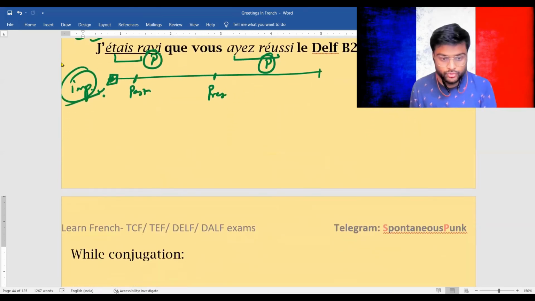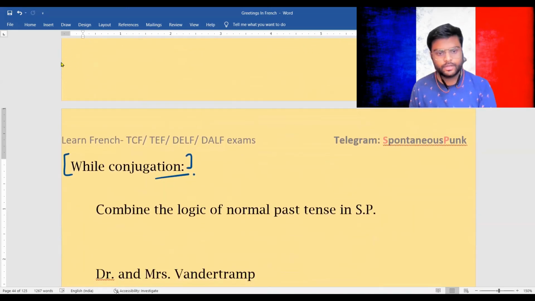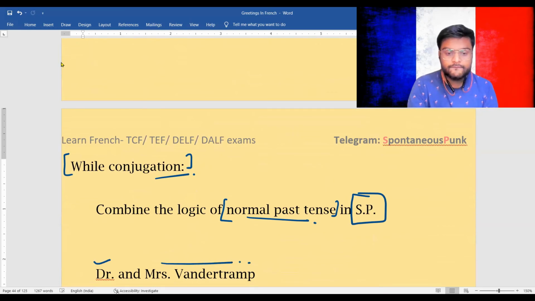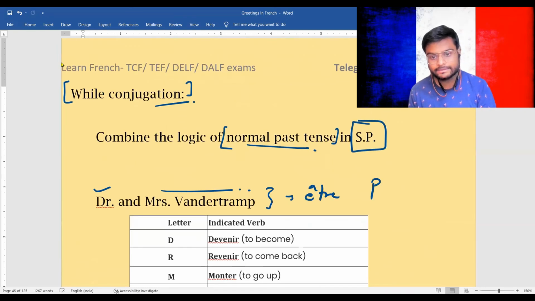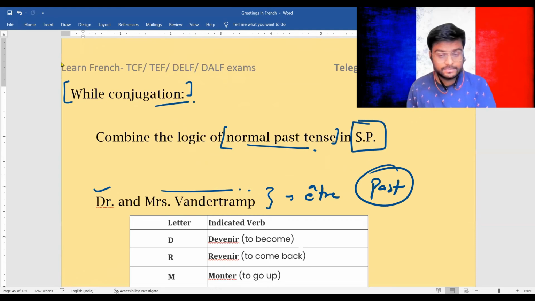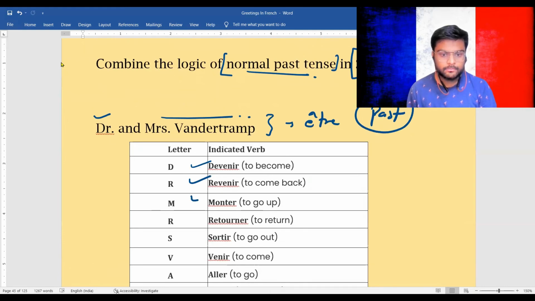Otherwise, while conjugating, what are the things you need to take care of? You need to combine the logic of the normal past tense, yes, I'm saying normal past tense, in your subjunctive passé. What was that? Dr. and Mrs. Vandertramp. Whenever you see these verbs, always use être in the passé composé, in your subjunctive passé. Whenever it comes to past tense, use these verbs: devenir, revenir, monter, retourner, sortir, venir, aller.